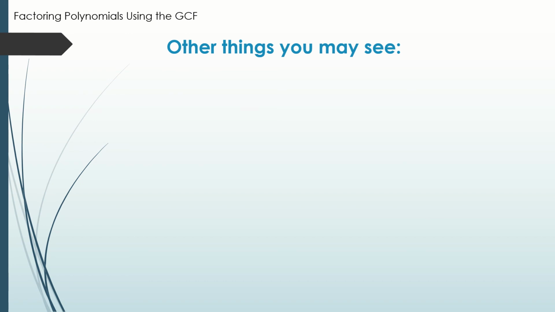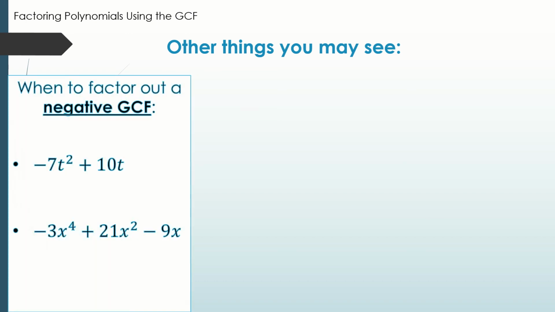So what are other things that you might see? Well, it's possible to have a negative GCF. It's more rare. Most of the time you will have a positive. But here's how to know when you need to take out a negative GCF. It all depends on the first term of the polynomial. When the first term is negative, then you take out a negative GCF. Does not matter about any of the other terms or their signs. It only matters about the first.